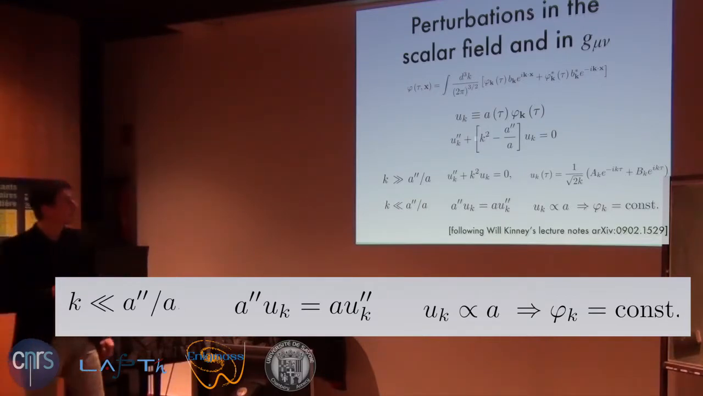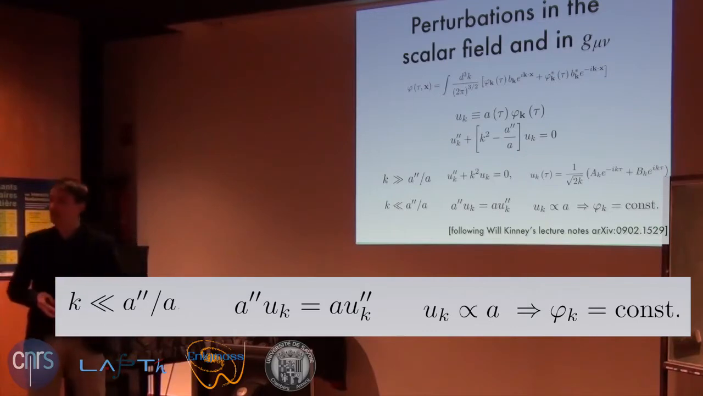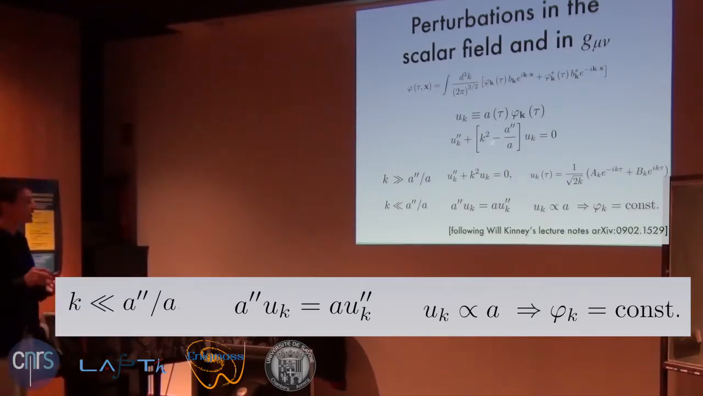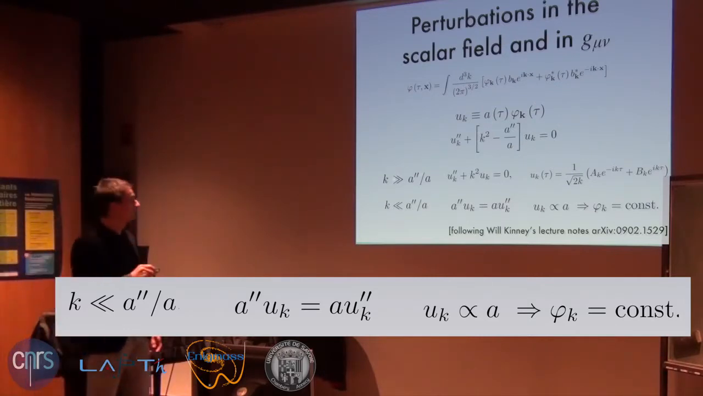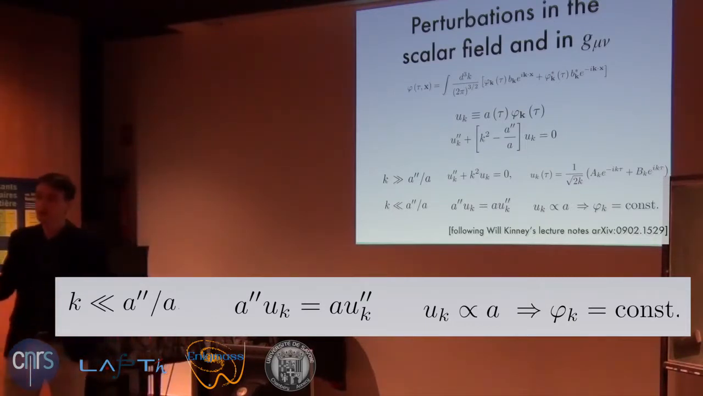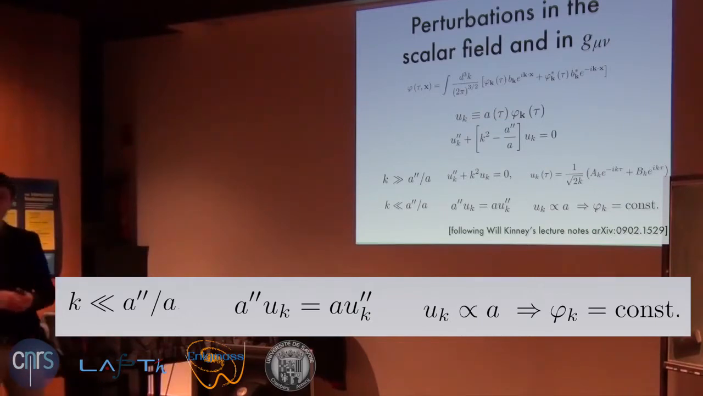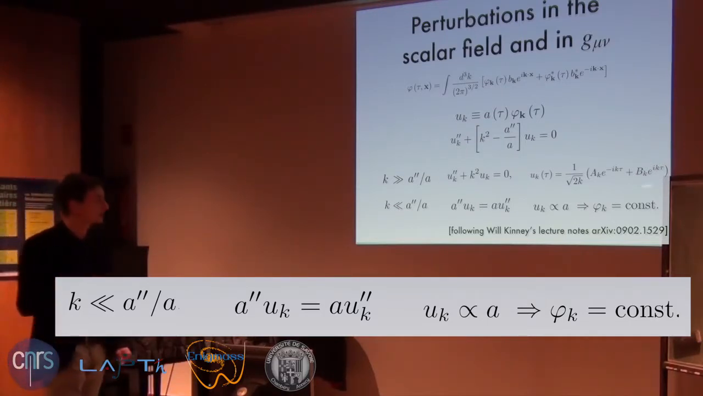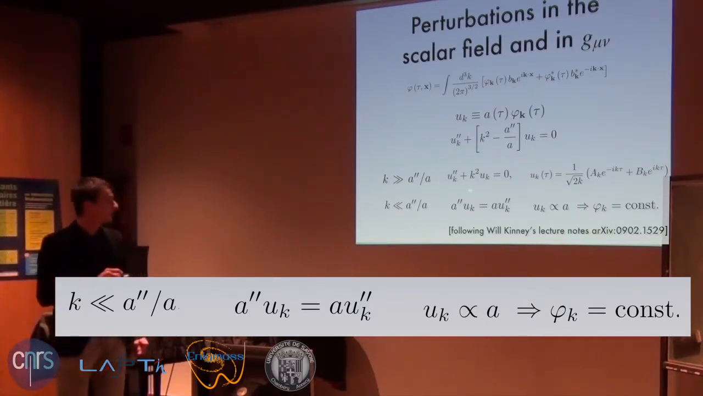So let's look at a relatively small value of k, that means large scales today. There is an epoch in which k was much larger than a double prime over a, which means that there is an epoch in which this scale that we're considering was at a distance that is so small that it didn't yet notice so much the expansion rate. It was more subject to itself, and it acted as a harmonic oscillator, oscillating in time.